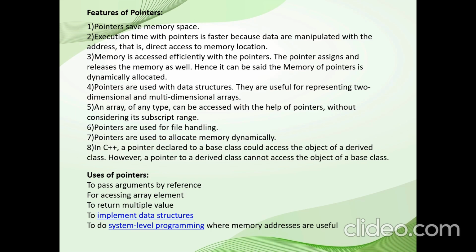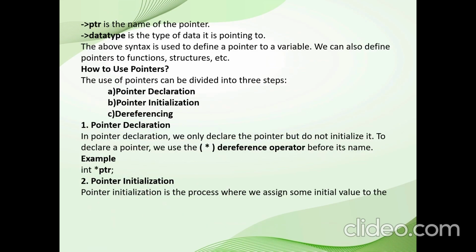The uses of pointers are to pass arguments by reference, to access array elements, to return multiple values, to implement data structures, and to do system level programming where memory addresses are useful. The pointer name is denoted with ptr. The data type is the type of the data it is pointing to. The above syntax is used to define a pointer.